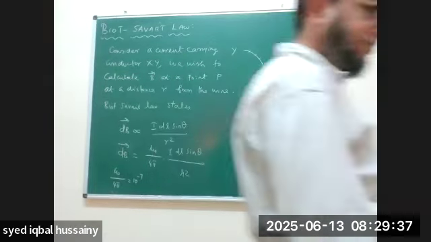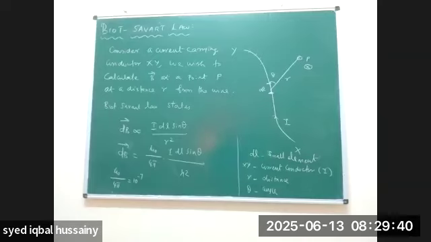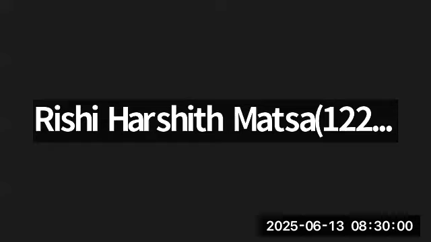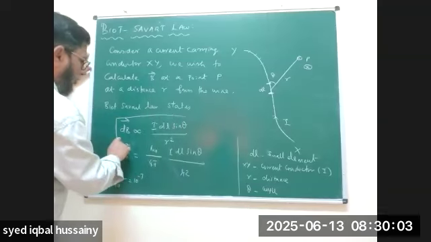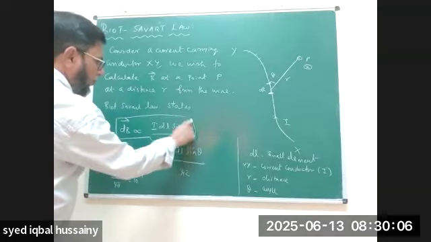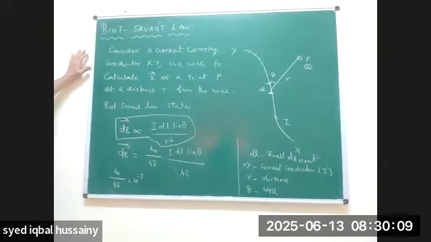Please copy. Sir, that mu naught by 4 pi is 4 pi. But mu naught by 4 pi is the constant. Okay. Yes, sir.